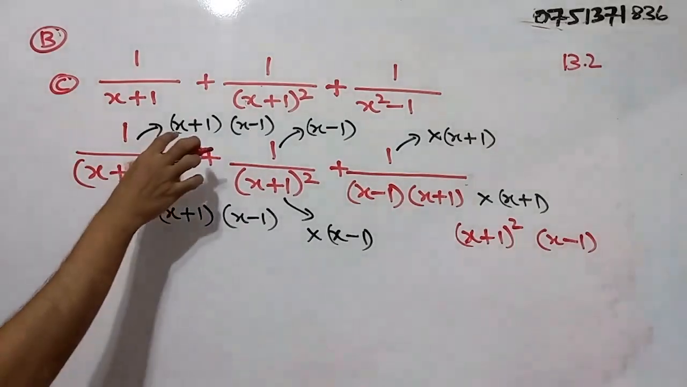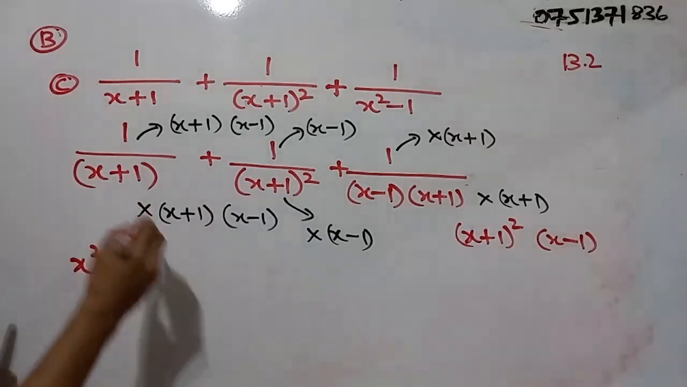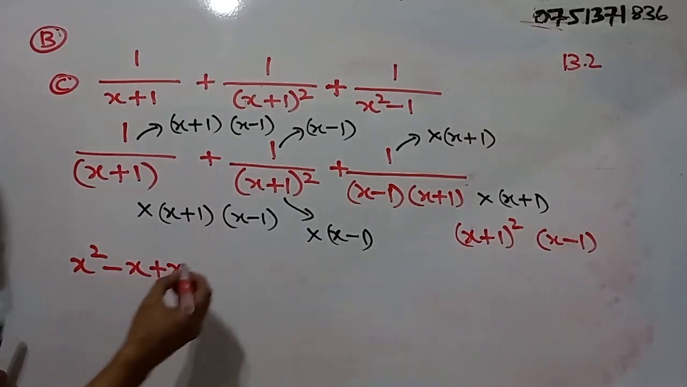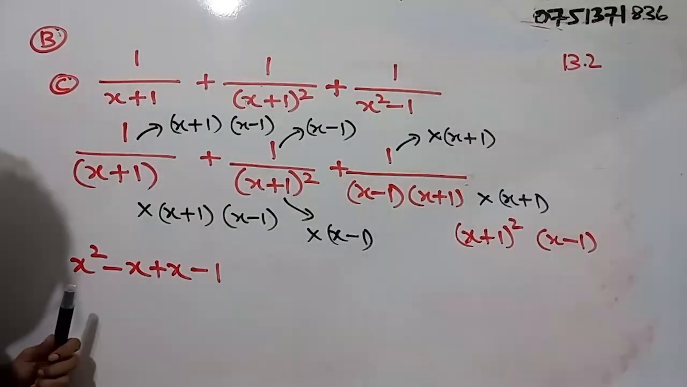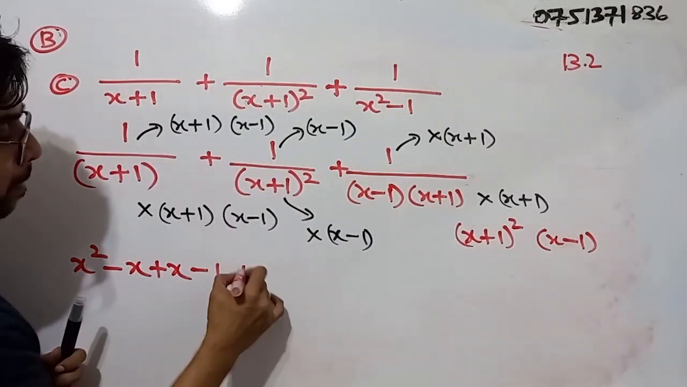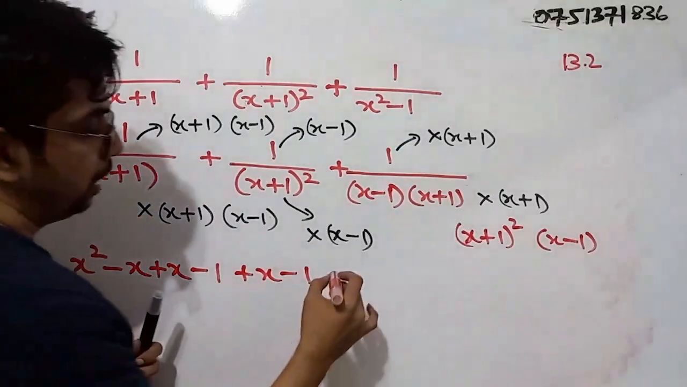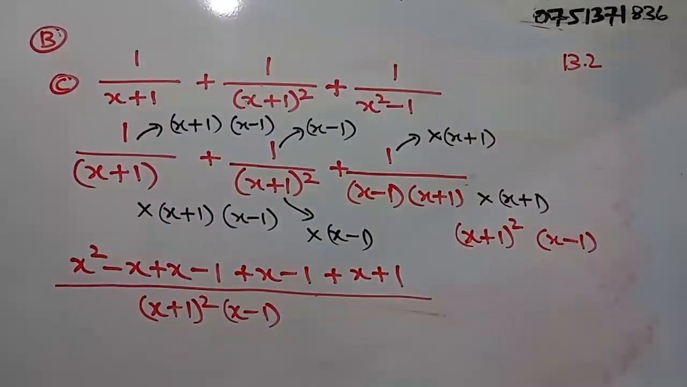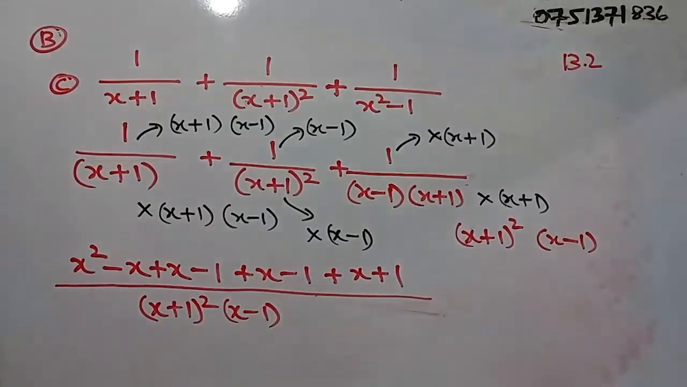X squared. X into 1, it should be x and it is negative. 1 into x, it should be x and it should be positive. 1 into 1, it should be negative 1. Okay? So then we have plus x minus 1. Okay? Then what do we have? We have x plus 1. Right. So then this entire expression needs to be divided by the LCM.